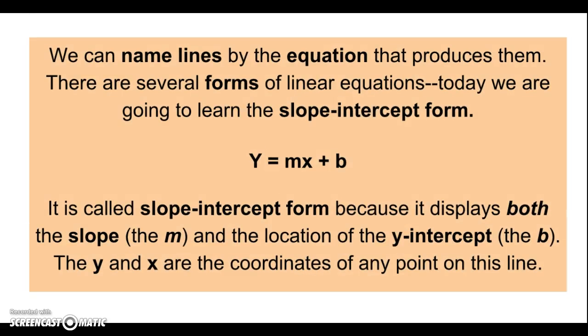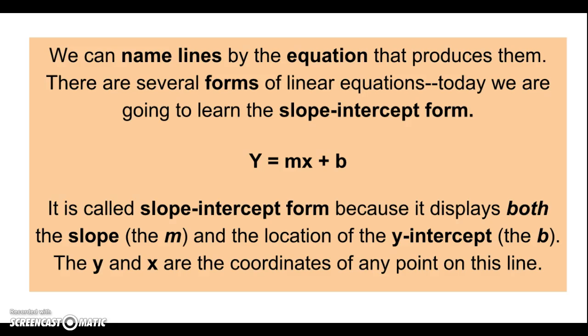Today we're going to talk about writing linear equations in slope-intercept form. So we can name lines by the equation that produces them. There are several forms of linear equations. Today we're going to learn the slope-intercept form, which is y equals mx plus b.